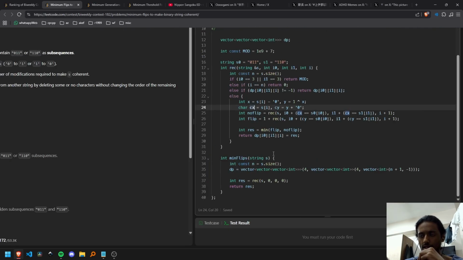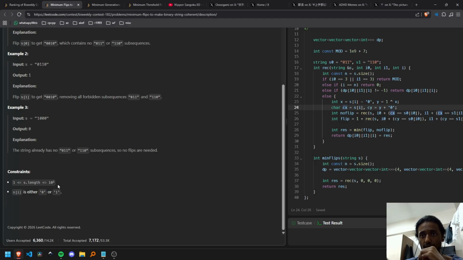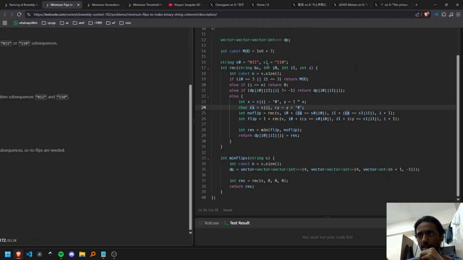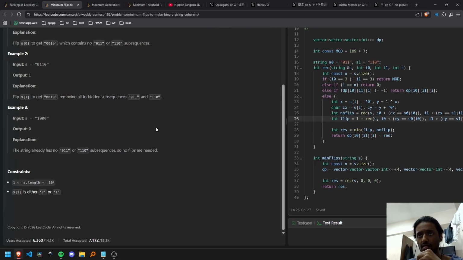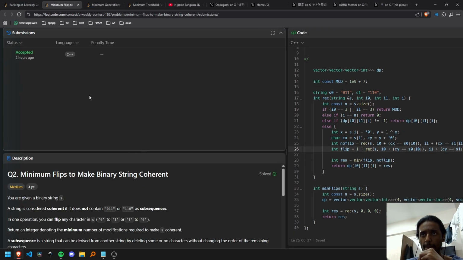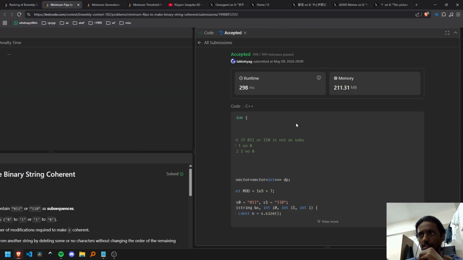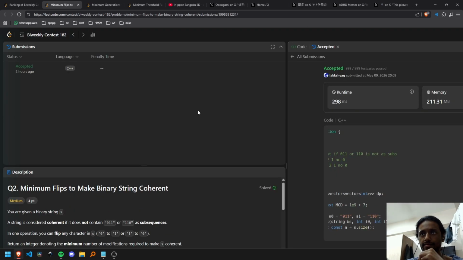So this was an easy implementation. That's why I went with the DP direction. Since n is less than or equal to 25, and it's a constant size DP, this will be 9 into n, which works fairly fast, I think. I mean, not that fast, but still it works.